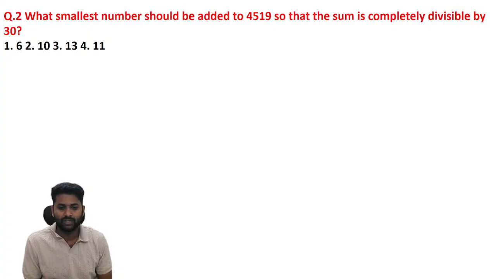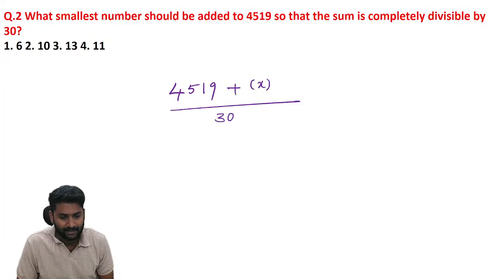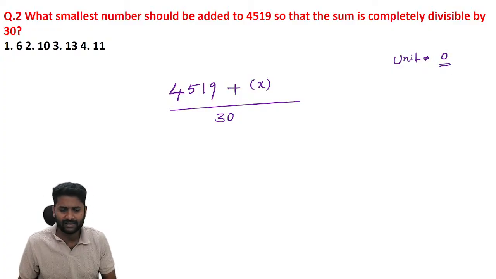Now, what is the smallest number we should add to 4519? So we should add one number so that it is exactly divisible by 30. The thing you should understand from this question is that in a multiple of 30, the units place is always 0. If you go through the multiples of 30, the units place must be 0.